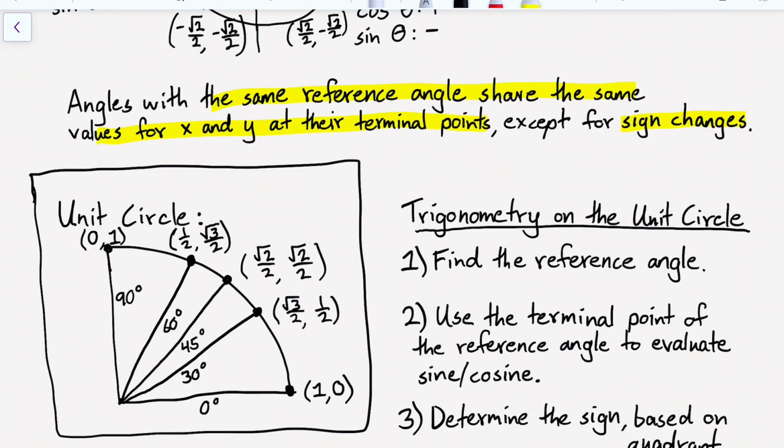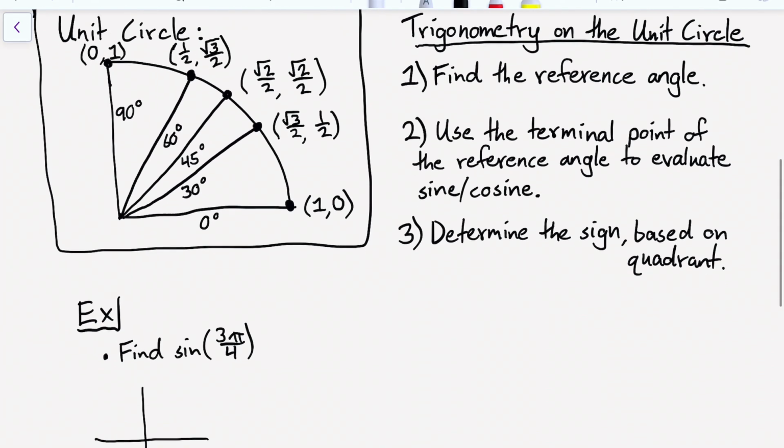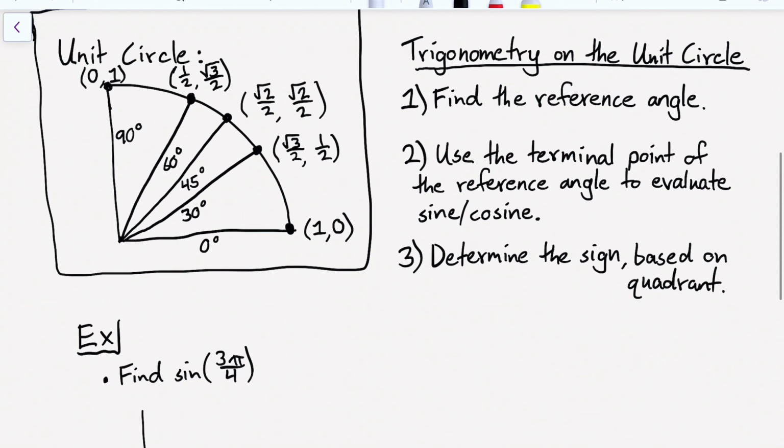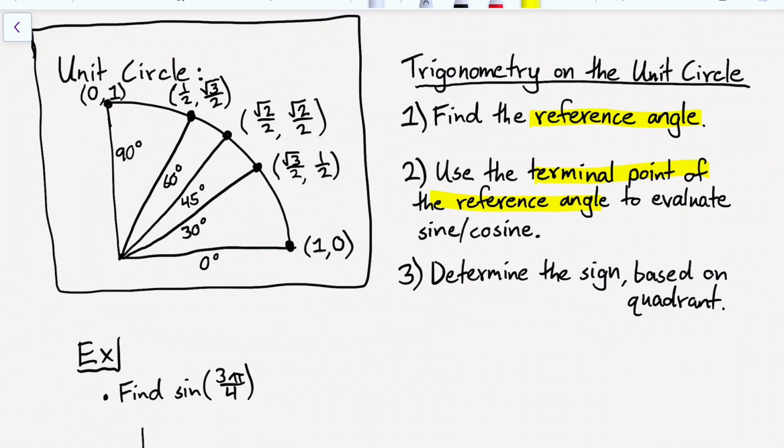So here's how I like to use trigonometry on the unit circle. If I'm evaluating a trigonometric expression using the unit circle, I follow these 3 steps. First, I find the reference angle. Second, I use the terminal point for that reference angle from my diagram boxed in here to evaluate sine or cosine. And third, I determine the sign that's based on the quadrant that our angle lies in. Let's walk through that with a couple of examples.